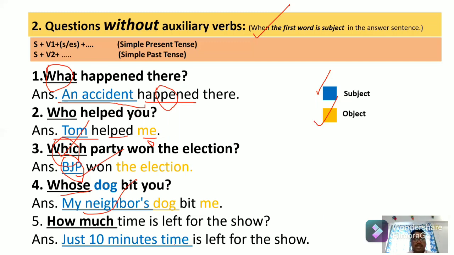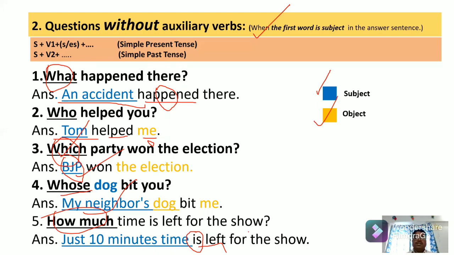Just 10 minutes' time is the answer to the question word, how much time, correct? Yes. So the question word how much is functioning as a subject and not as an object. And again, the answer, the first word, just 10 minutes' time, is coming before the main verb. Here "is" is the main verb and not a helping verb, because there is only one verb in the sentence. There is no other verb after "is," correct?